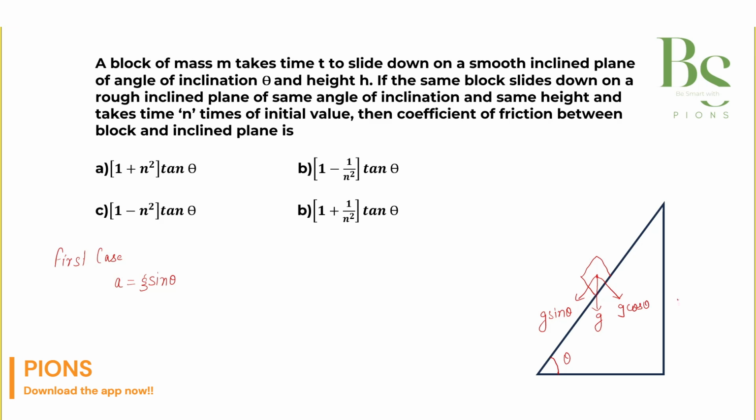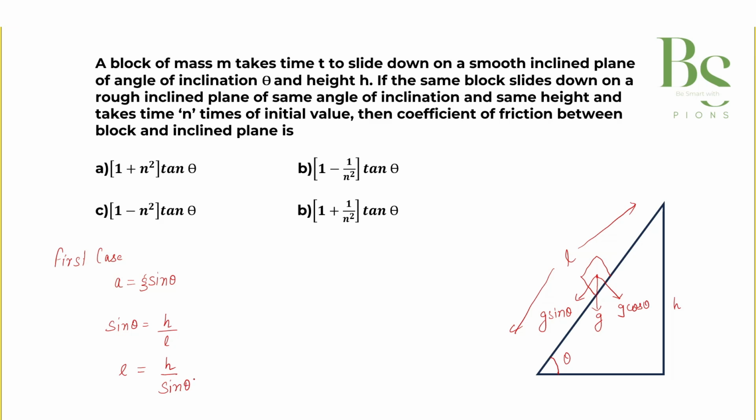If the height of this inclined plane is h and this length is L, then we can figure out that sine theta is perpendicular over hypotenuse, h by L, correct? Or L, the length which is traveled by the block, will be h upon sine theta. So L will be equal to h upon sine theta.